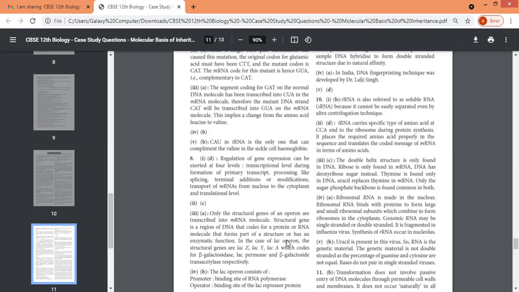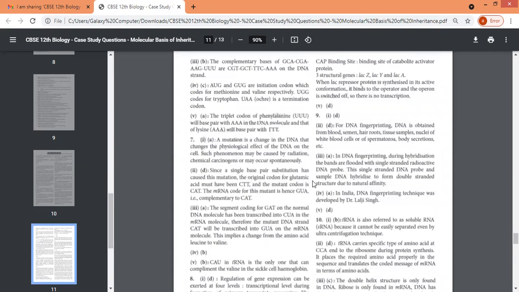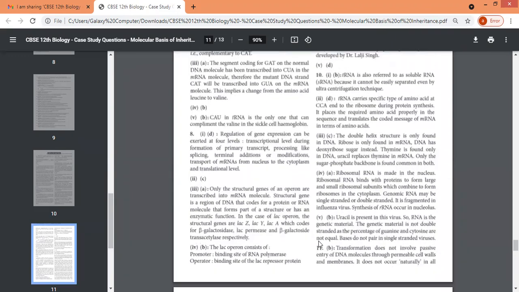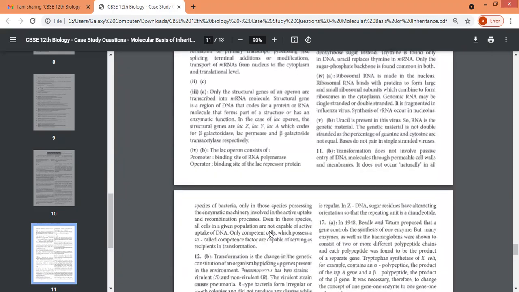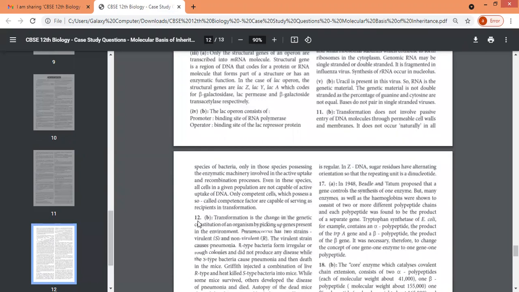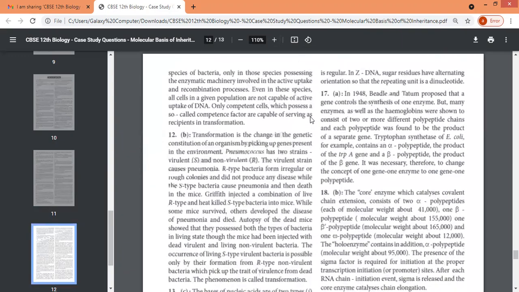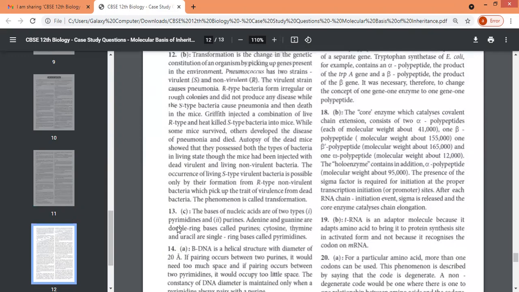We have 8th regulation of gene expression. Then this one comes is the 9th, 10th. This one is the 11th. So up to 11th is done. After that we come here to the 12th. See how beautifully the explanation is given.